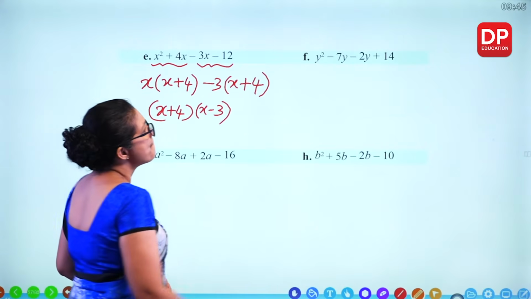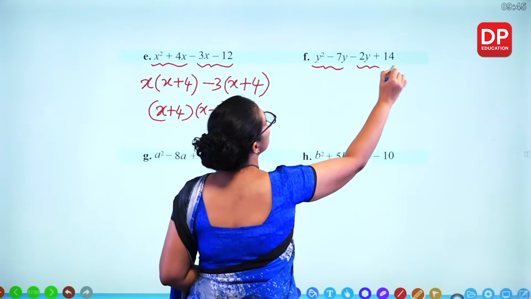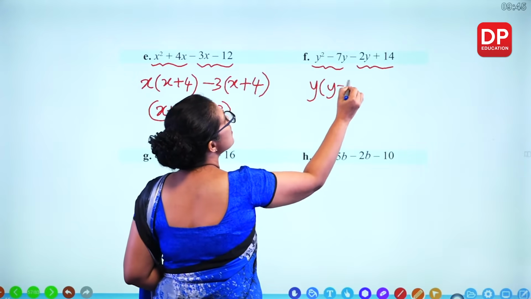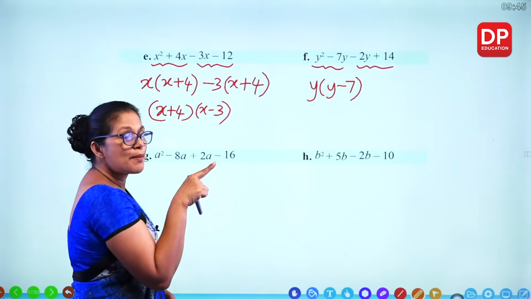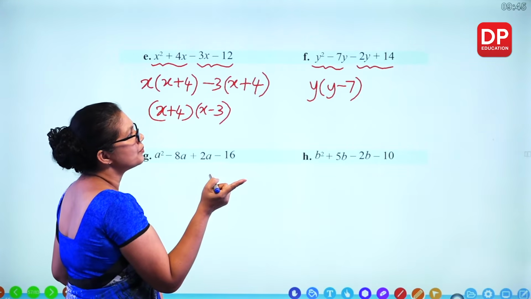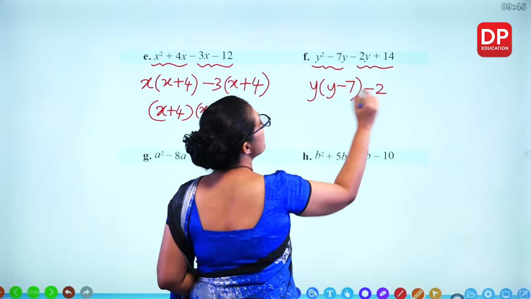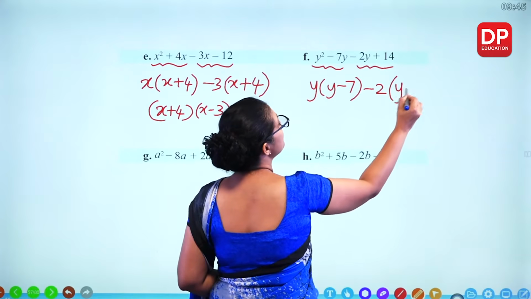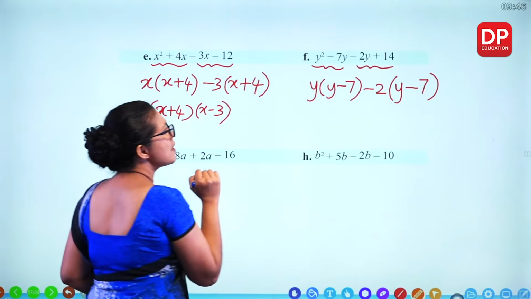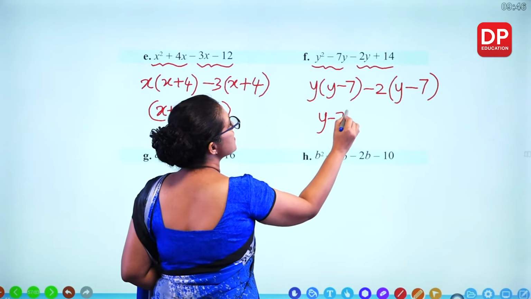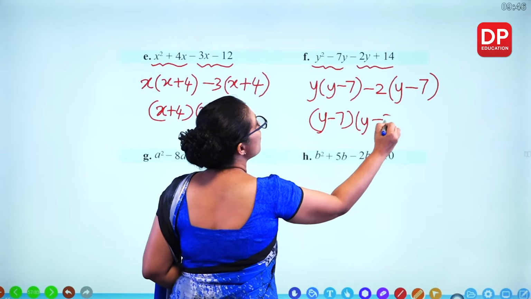This one, when you take these two, y is common, take it out, y minus 7. So in this one, do we take minus 2 or plus 2? You take minus 2 to get positive y inside. And this becomes minus because minus minus becomes plus. So y minus 7 and y minus 2.